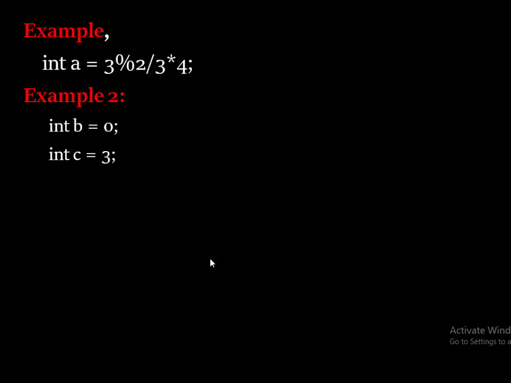Let us take the next example. Here I am using variables and initializing them like this. b is equal to 0, c is equal to 3, and here I am using one more variable, result, equal to 0. Let us write one expression here: a minus pre-increment of c minus pre-increment of b. Don't treat it as a double plus. This is a pre-increment and this is also a pre-increment.